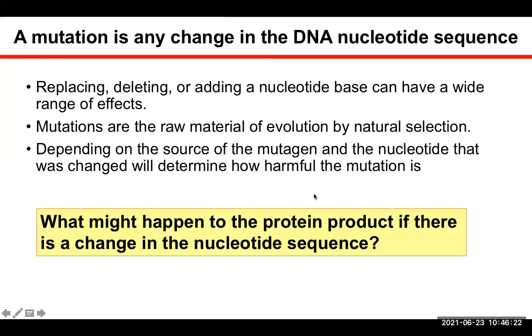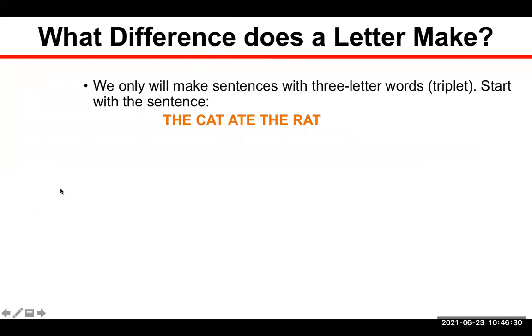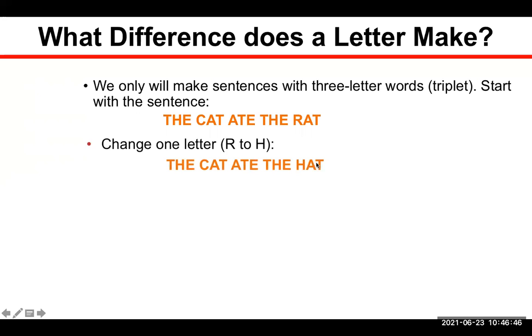So what might happen to a protein product if there's a change in the nucleotide sequence? We'll go ahead and use the example of a sentence just to get this concept across first. In a sequence that has no genetic mutations, we have a normal sentence: the cat ate the rat. Now, what happens if you have a point mutation that changes one of the letters? Now we have an H that was originally an R. So the cat ate the hat. Grammatically, it still makes sense, it still functions, but it kind of doesn't make sense a little bit.